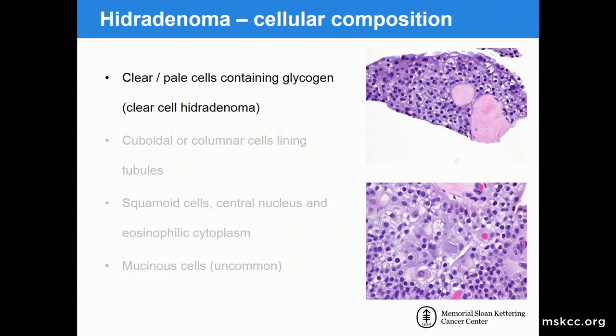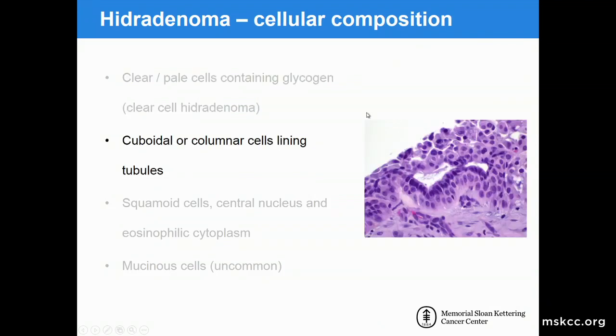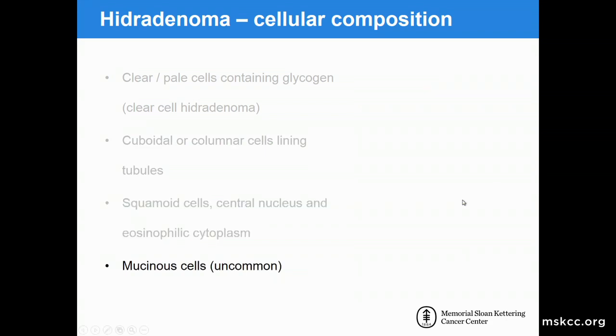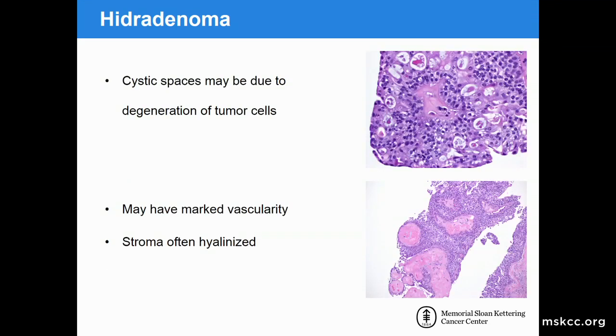Cellular composition of this lesion. You generally see these clear, pale cells containing glycogen. There are also cuboidal or columnar cells lining tubules. You can also see areas with squamoid cells, central nucleus, and eosinophilic cytoplasm. And although uncommon, you can also see some mucinous cells. In these lesions, you can see these cystic spaces that may actually be due to degeneration of the tumor cells. They can have marked vascularity, but often the stroma actually shows this hyalinization.